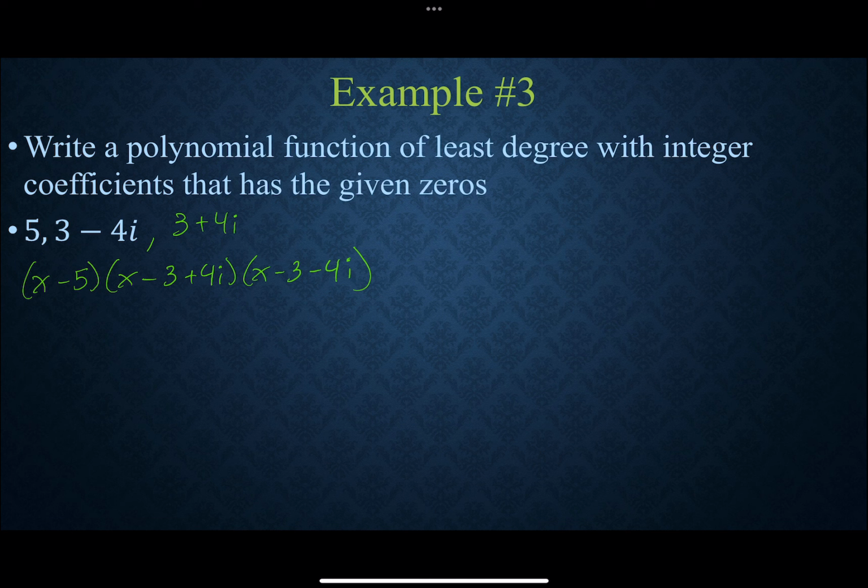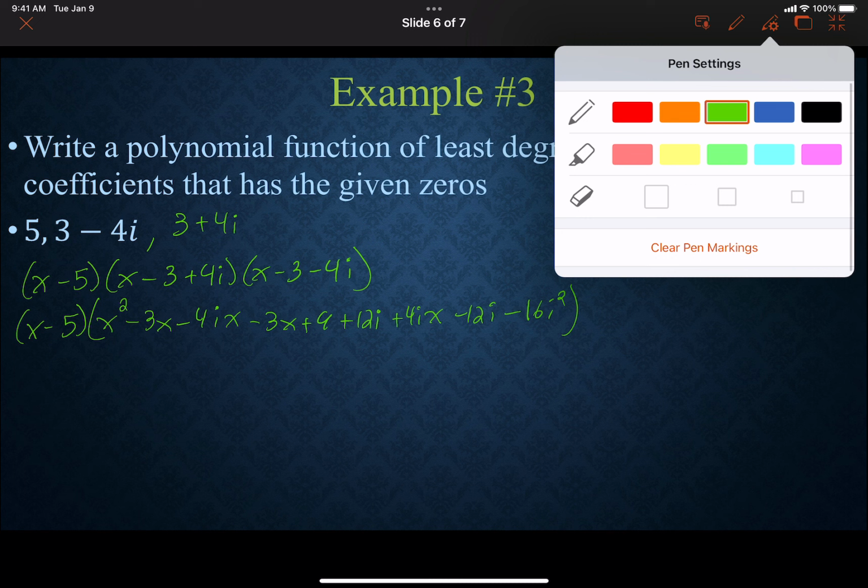Now, when foiling this together, we again want to multiply all the i's together before we do anything else, because this is going to combine in a way that all the i terms are going to cancel out. So x times everything on the right, we'll get x squared minus 3x minus 4ix. Negative 3 now times everything on the right, giving us a negative 3x, positive 9, positive 12i. And then 4i multiplied with everything on the right, giving us a 4ix, a negative 12i, and a negative 16i squared. And you'll notice all the regular i terms are now going to cancel each other out.